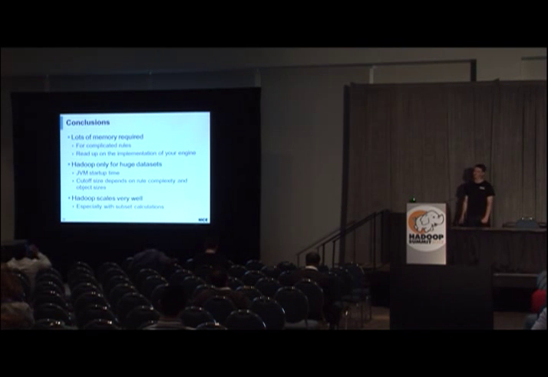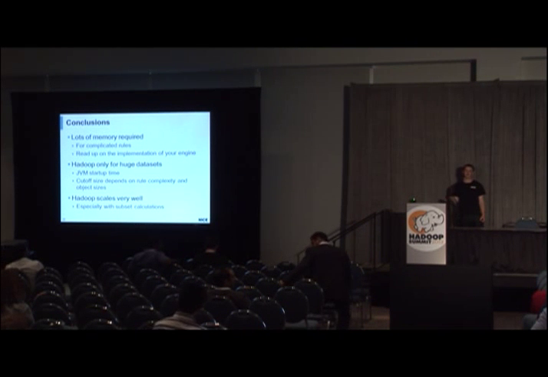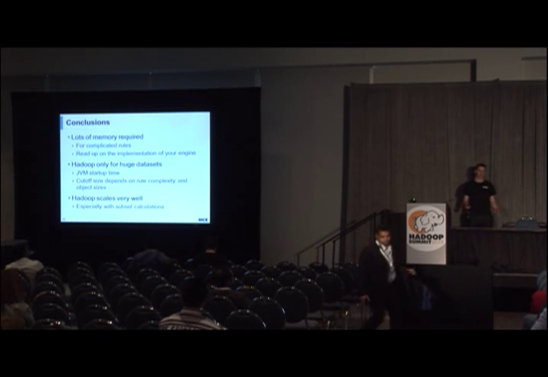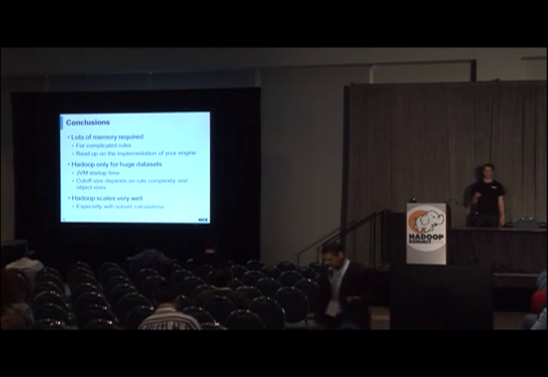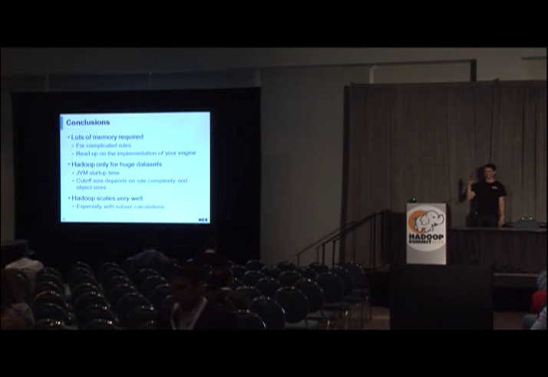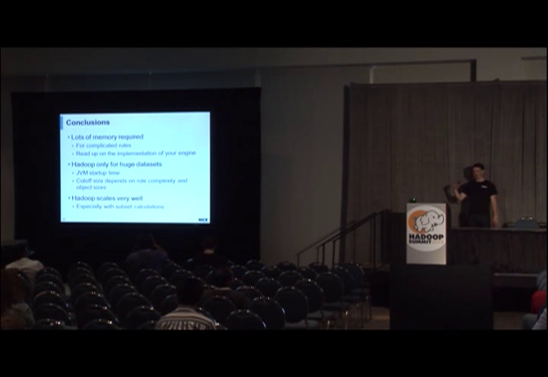Let's look at some conclusions from my experiments. A lot of memory is required, especially for complicated rules. If you have aggregation rules, if you have complicated logic, you're looking at huge memory requirements. This depends a lot on how you implement your rules, how you write your rules, how your engine is implemented, and what internal structures it generates. You have to read up on the implementation of your own engine.